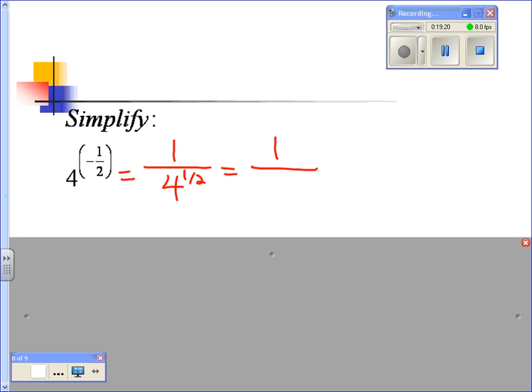So 1 over the square root of 4 to the first power. What is the square root of 4? What is 2 to the first power? 2. Or what is 4 to the first power, and then take the square root? You still get 2. 4 to the negative 1/2 is 1/2.